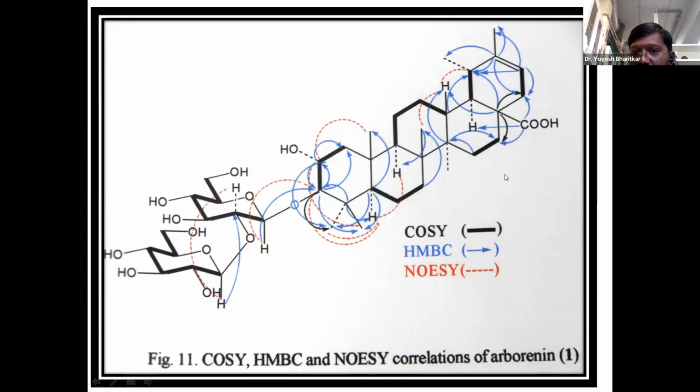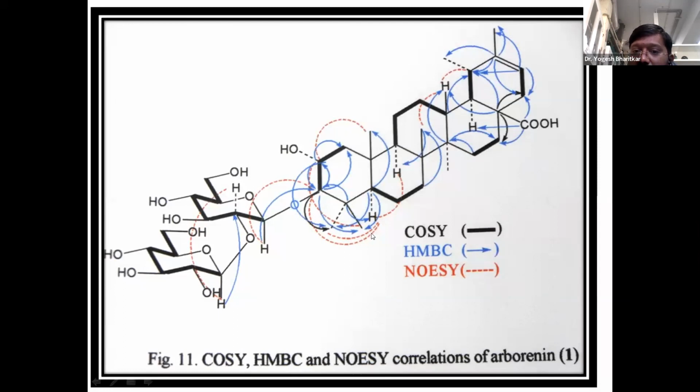And this type of correlation in NOESY: this proton and this proton get a NOESY correlation. This anomeric proton and this other proton get a NOESY correlation, because these two protons are in one plane, or near in space, at a distance of less than 5 angstrom. And here this methyl proton and this proton, the number two proton, we get a NOESY relationship.